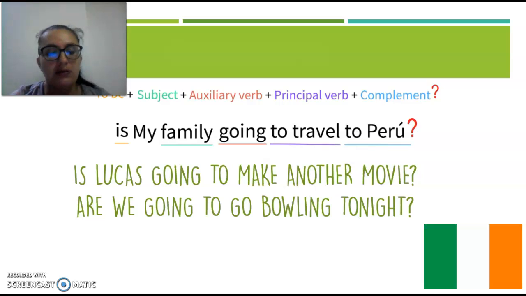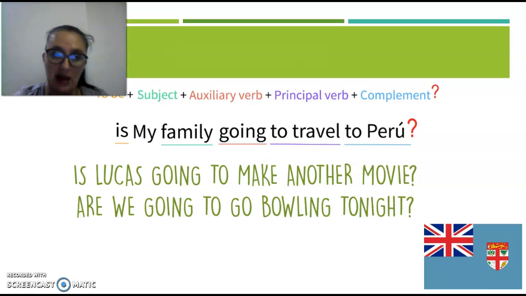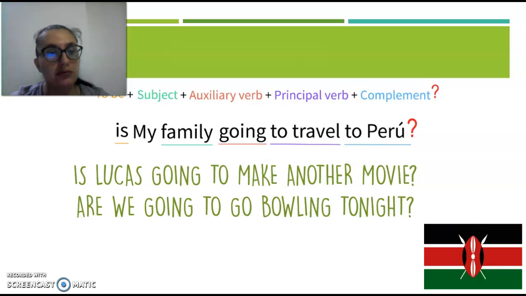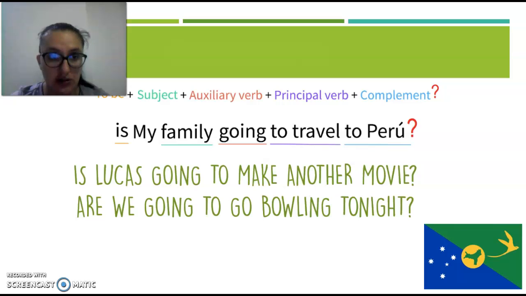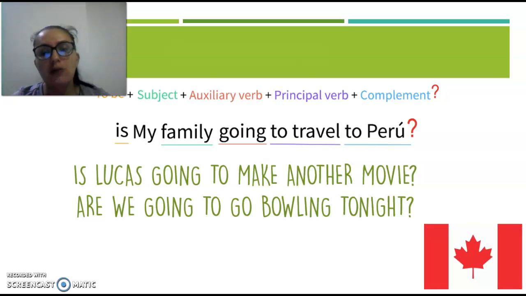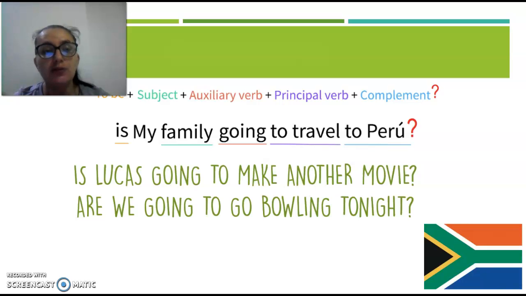According with the example, my family is going to travel to Peru. In negative, my family isn't going to travel to Peru. Now, the question: is my family going to travel to Peru?